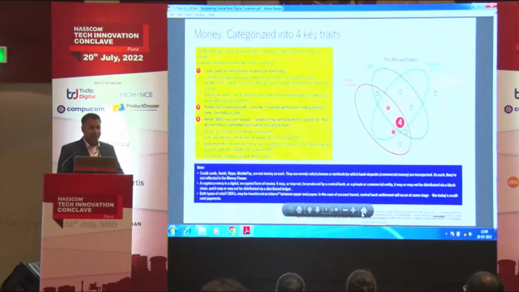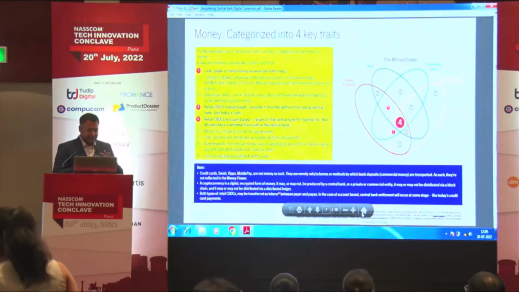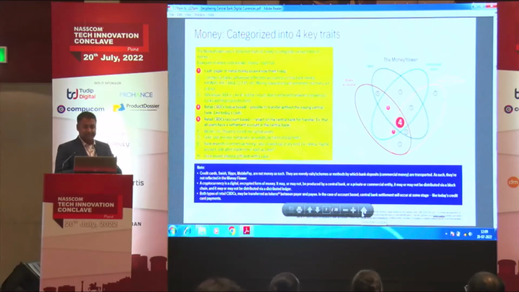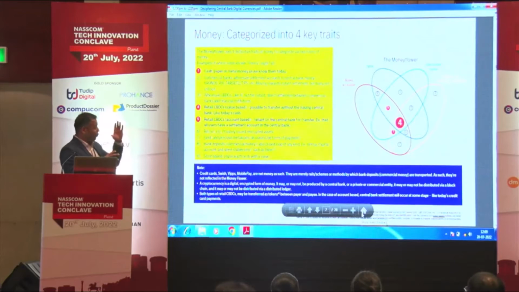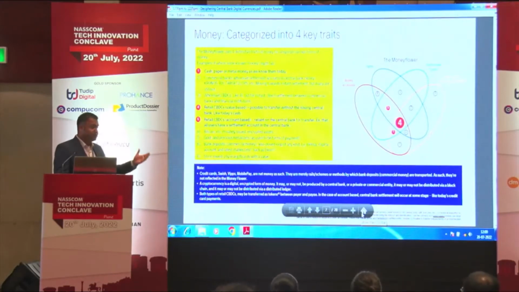If I go into the money flower, again, this is a very popular picture most of you should have seen. There are four very popular categories in the money flower. One, accessibility: what form of money we have, digital or physical. Who is issuing the money, and how do you transact? It's peer-to-peer, business-to-business, business-to-consumer, and so on.